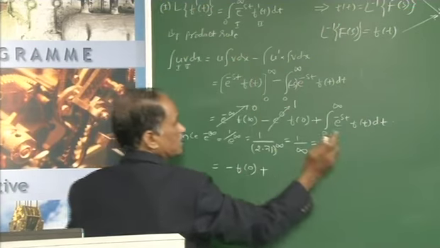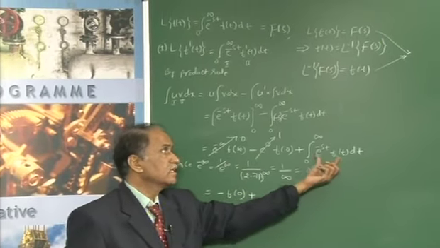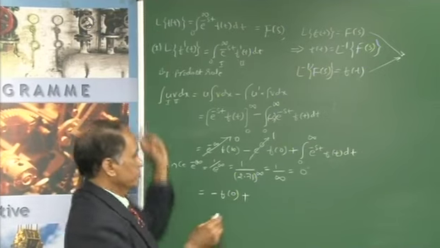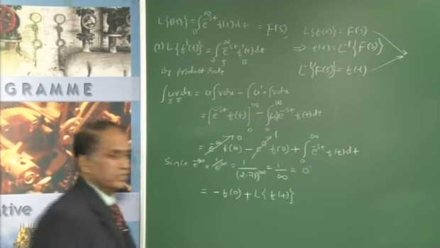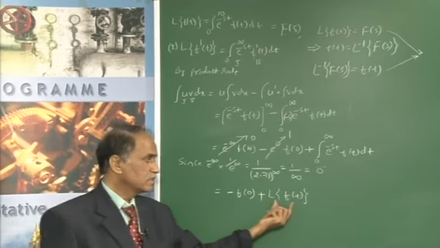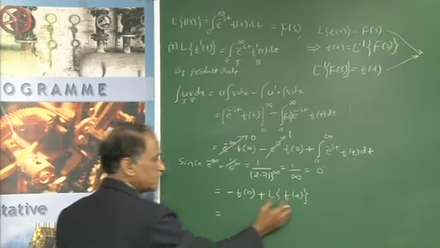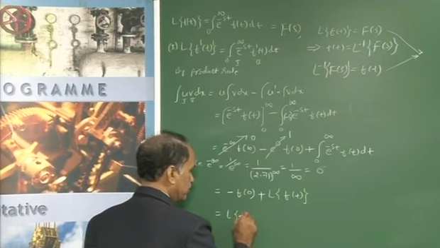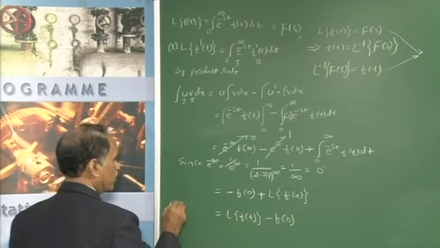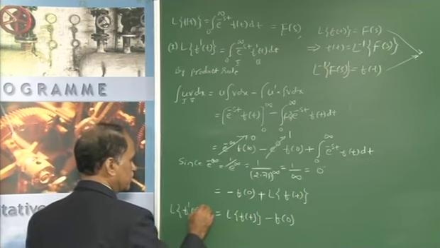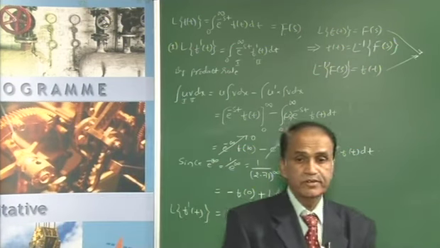Here f dash we reduced to f of t, and this integral we are going to write as L of f t as it is. Now, without any hesitation you can write this term as L of f t. Therefore, it is customary to write this as s times L of f t minus f of 0 for L of f dash of t. This is the case of Laplace transform of derivatives.